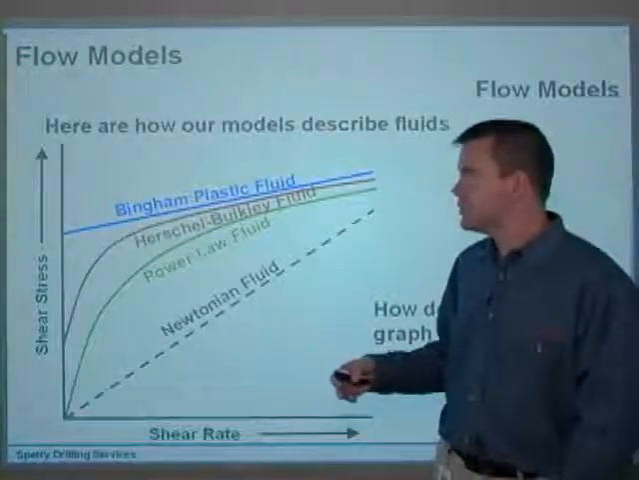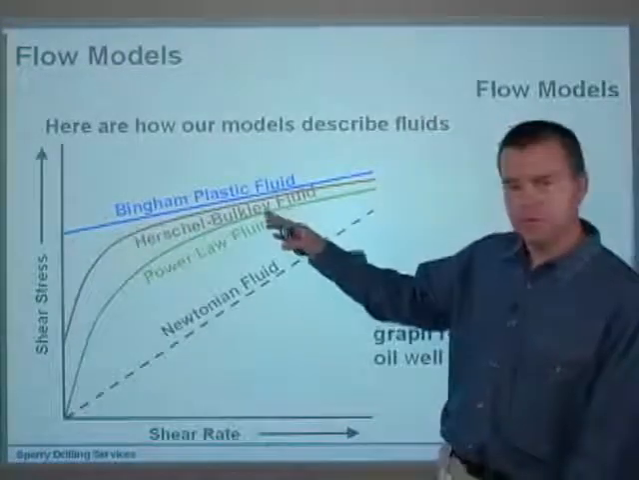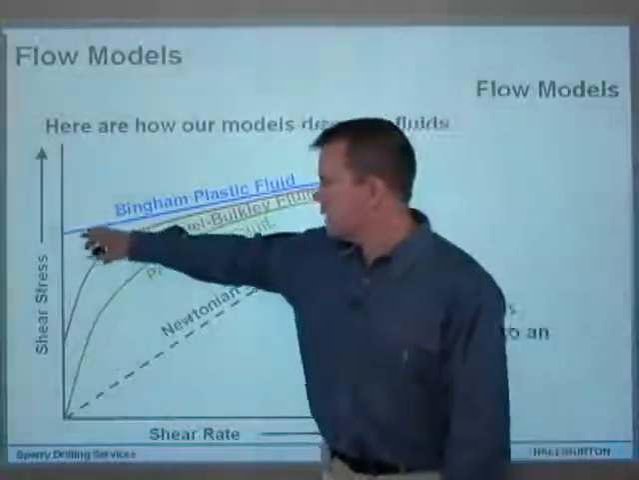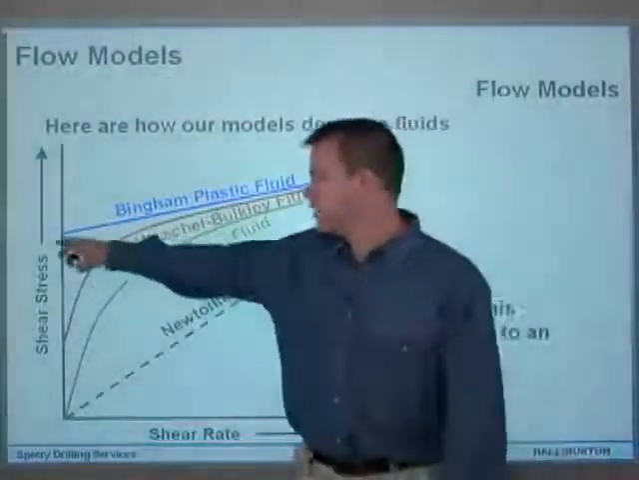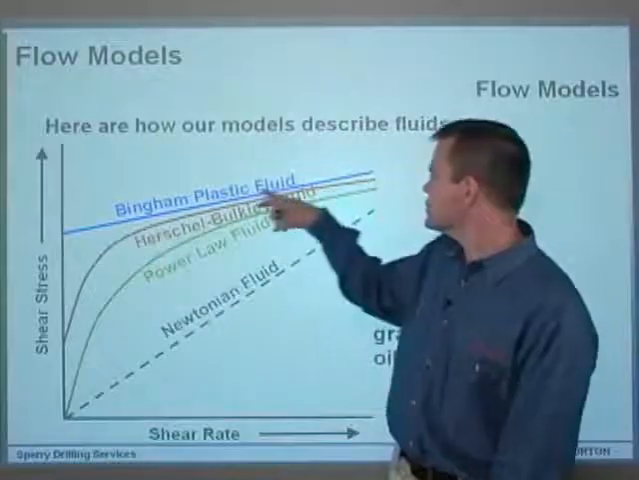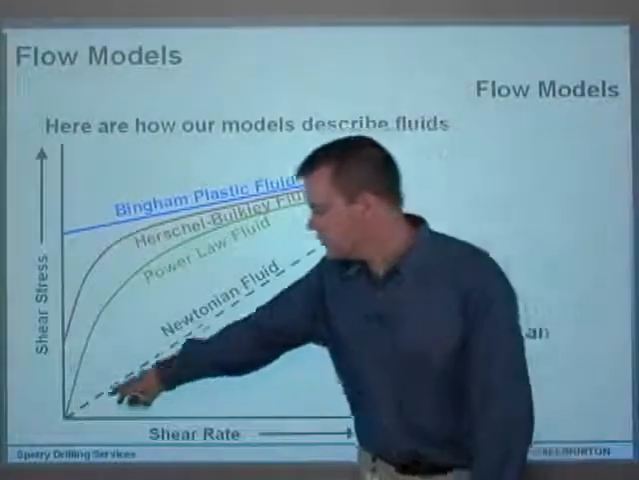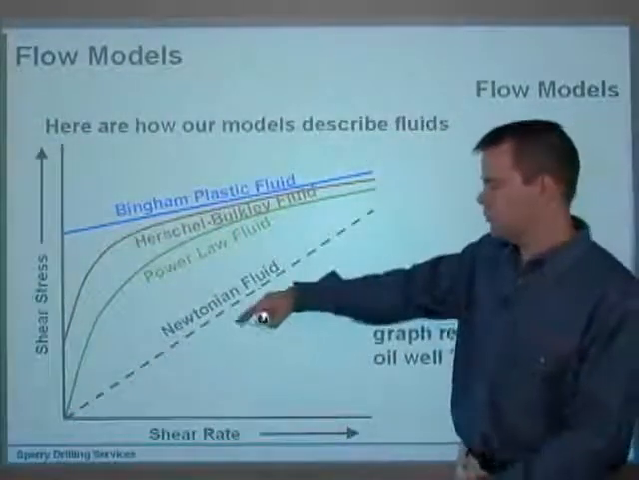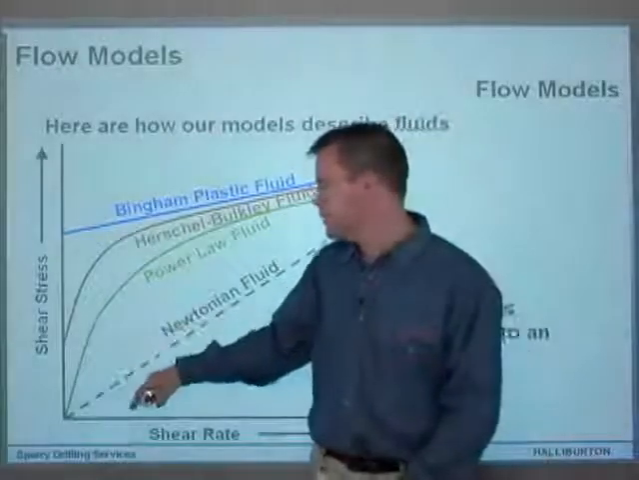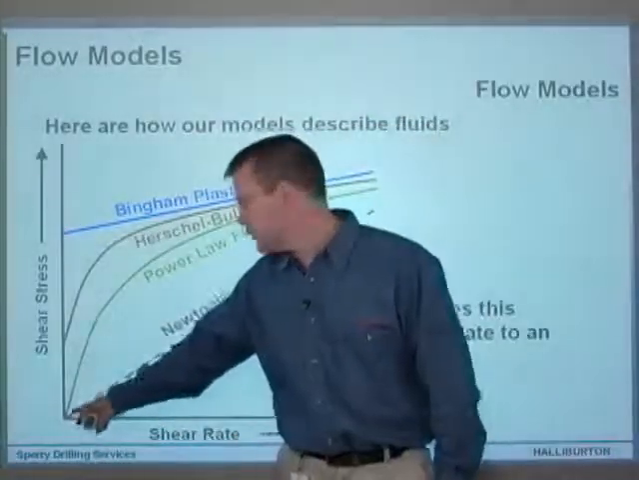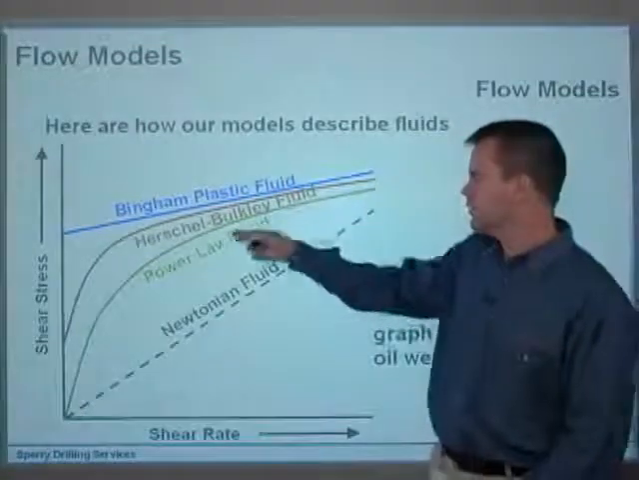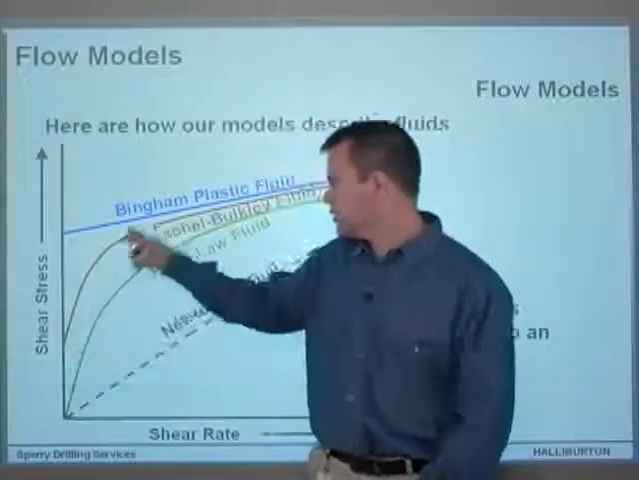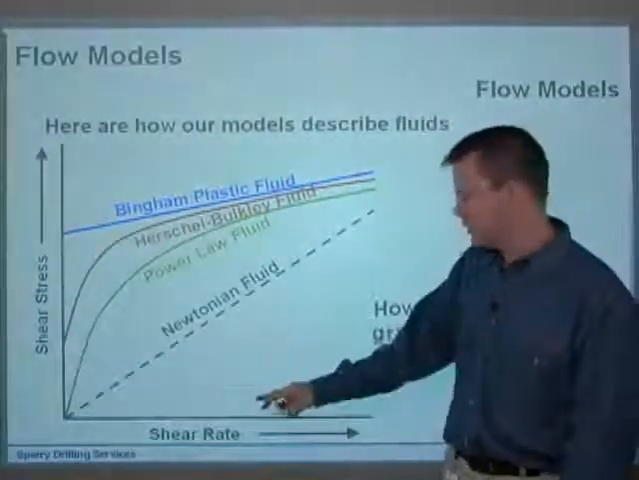Before I launch into some equations, what I'll do is show you graphically how these models describe fluids. Here's where the Bingham plastic law lies on a graph. It's a straight line intersecting the y-axis and carrying on up this way. The Newtonian fluid was a straight line intersecting the origin and coming up here, and the viscosity determines the slope of that line. The power law fluid intersects the origin and then curves up and becomes almost a straight line. And the Herschel-Bulkley fluid starts off somewhere up the y-axis and curves up and becomes almost a straight line again as you get to higher shear rates.